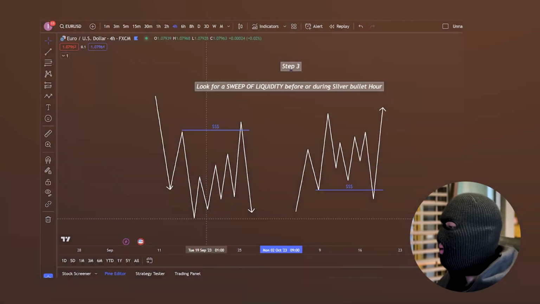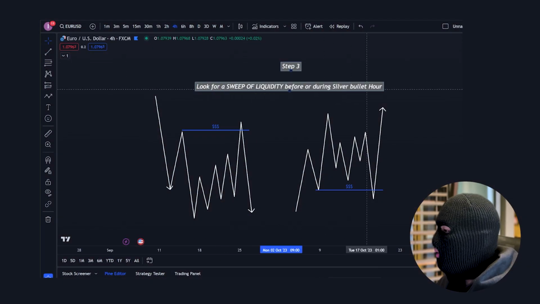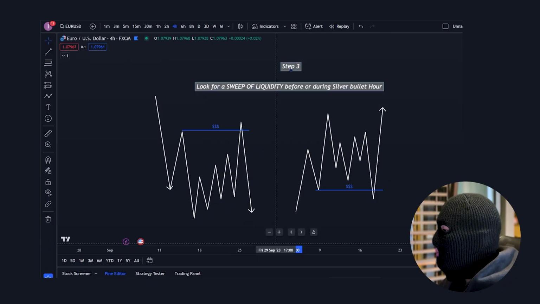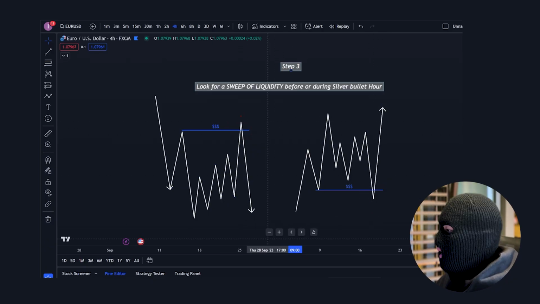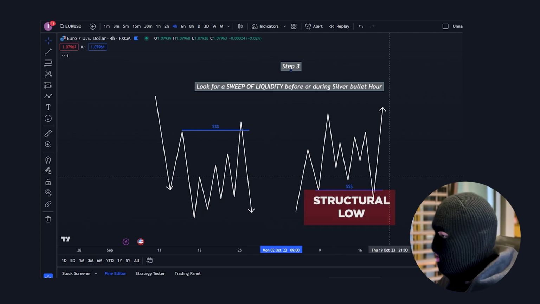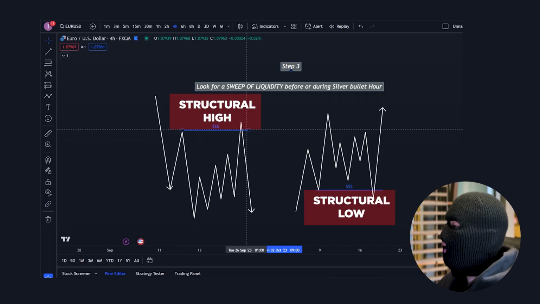Now, let's get into the meat and bones of the strategy. Step number 3. Look for a liquidity sweep before or during the silver bullet hour. To identify a liquidity sweep, you want to see price wick above a structural high or low before a strong reversal. In a bullish structure, you want to see the structural low get swept, and in a bearish structure, you want to see a structural high get swept.